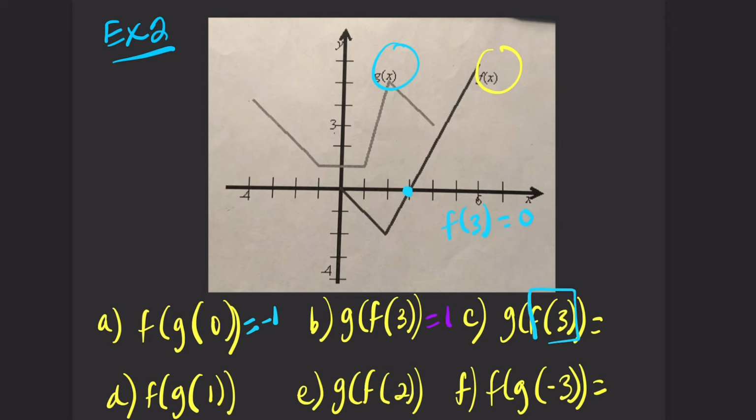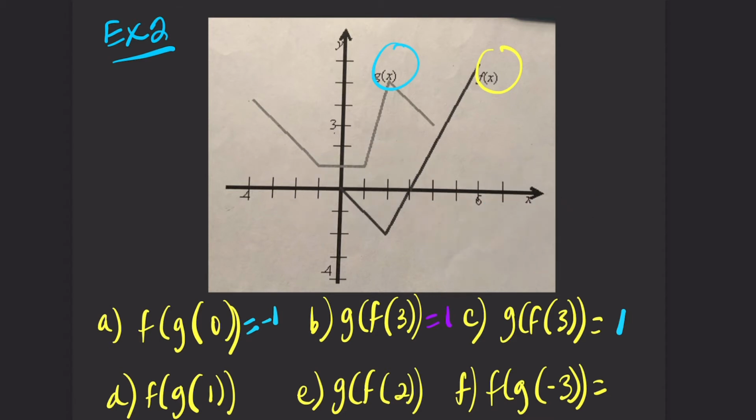Now you replace the f of 3 with 0. So now you evaluate g of 0, and then we will be done. For g of x, which is the gray line, when x is 0, the graph is up here at y equals 1. So our final answer here is +1.